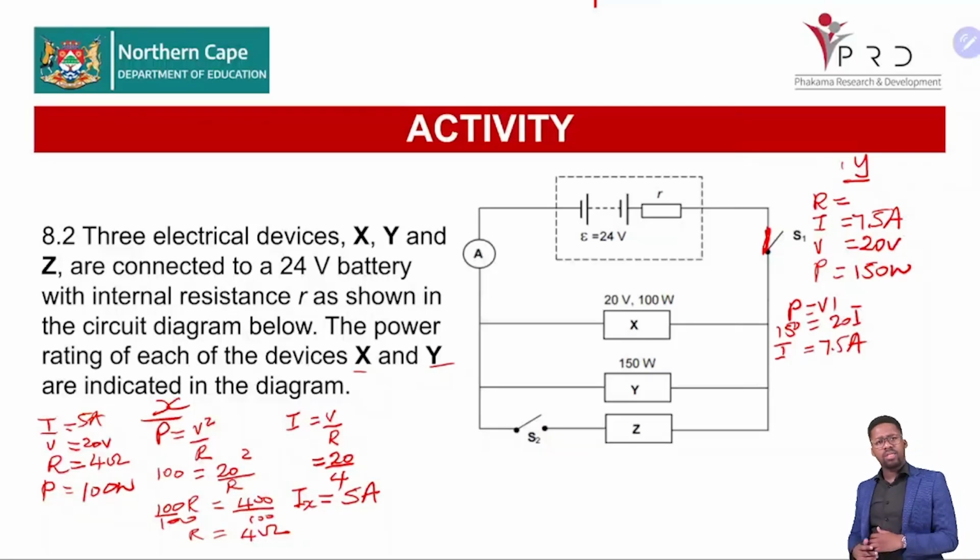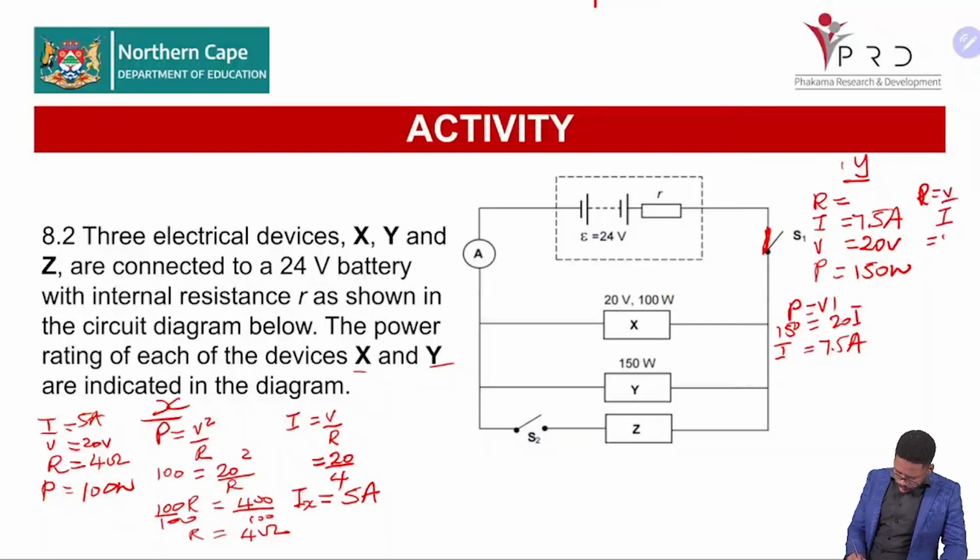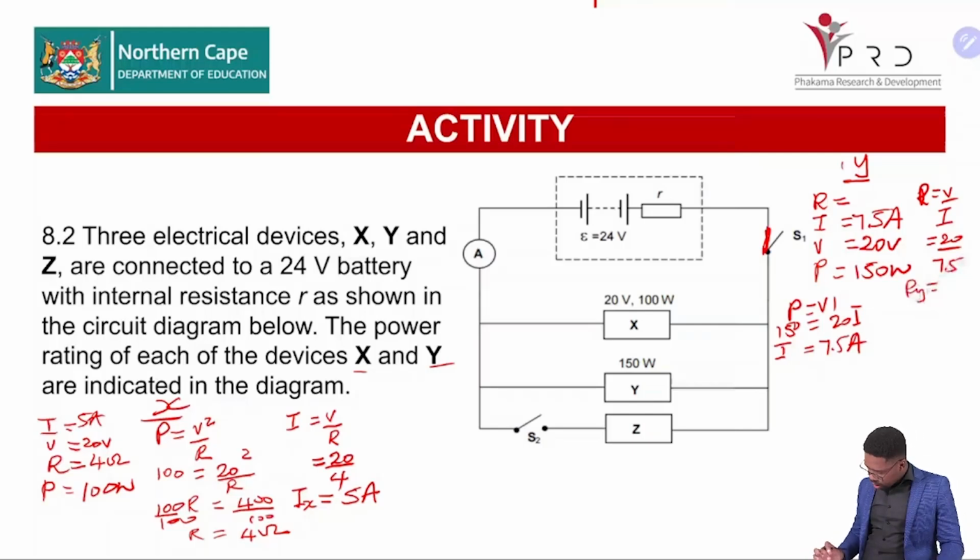And then the learner will say, I can get R. Yes, you can get R if you want. R is equal to V over I. What is our V? 20. What is our I? 7.5. So what is going to be R at Y? 20 divided by 7.5, which will be 2.67 ohms.